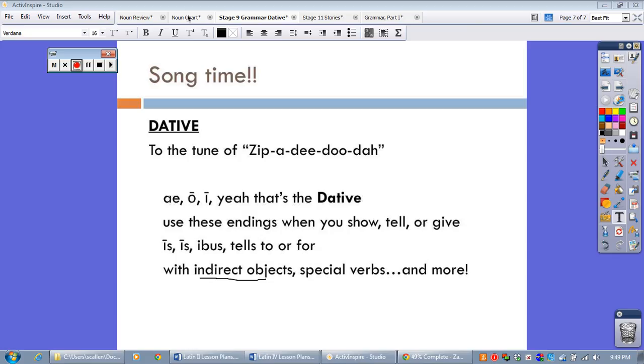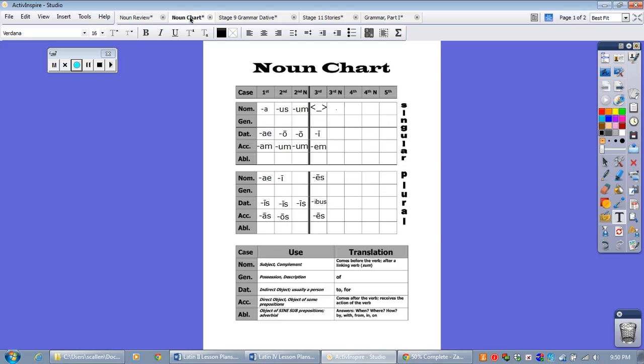Now, I was running out of time on the last video. Didn't have a chance to put that information into the single most important piece of paper I will ever give you, aka the noun chart / verb chart. But here it is, and I've put it in. So we have A-E-O-I, yeah, that's the dative. Now you might be saying, why are there 2 O's?